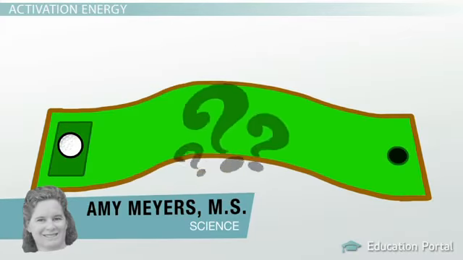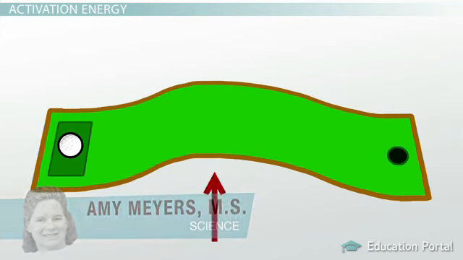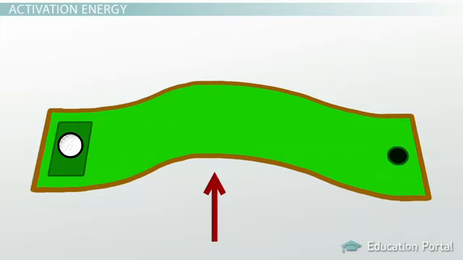Have you ever played miniature golf? Nearly all courses have a hole with a hill in the middle of the fairway. You have to hit the ball hard enough to get it up and over the hill. The ball slows down as it climbs the hill, then picks up speed on the far side of it. If you don't hit the ball hard enough, it won't get over the hill.